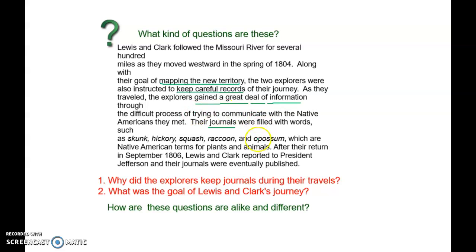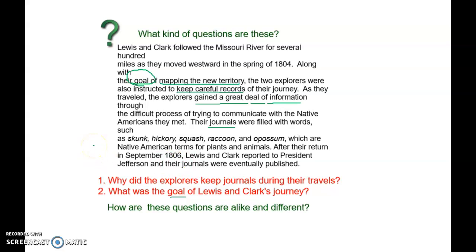And so that would be a think and search, because I had to look in a number of places. When I look at the next one, what was the goal of Lewis and Clark's journey? I see that word goal, and I saw that word goal up here. Their goal was mapping new territory, keeping careful records. So that was a right there, because the answer was right there.